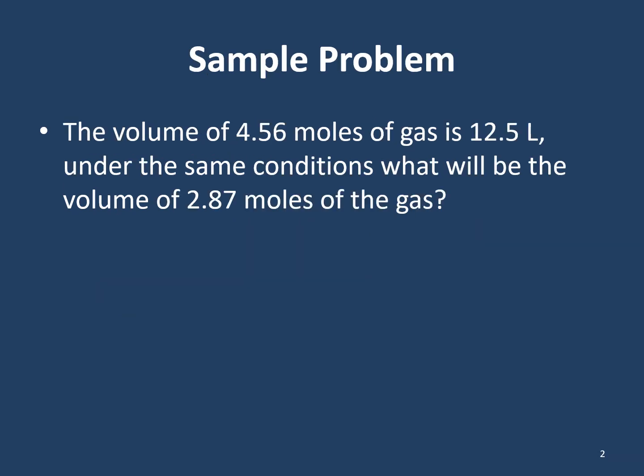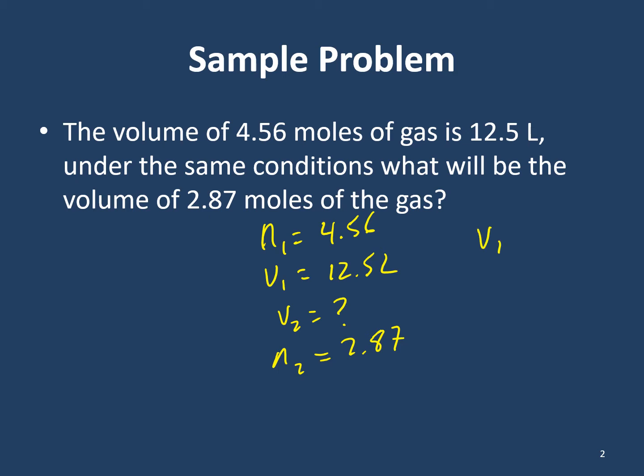So let's do an example problem. The volume of 4.56 moles of gas is 12.5 liters. Under the same conditions, what will be the volume of 2.87 moles of gas? So we have N1 is equal to 4.56, and V1 is equal to 12.5 liters. We want to know what V2 is if N2 is 2.87. We have our equation V1 over N1 is equal to V2 over N2, and we can just plug these numbers straight in, because we have these in moles as given in the problem.